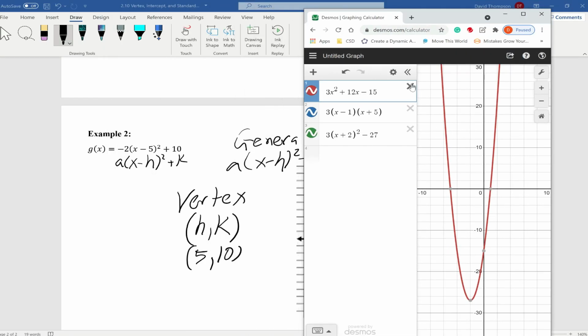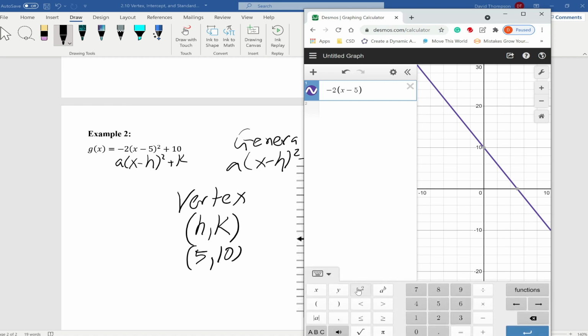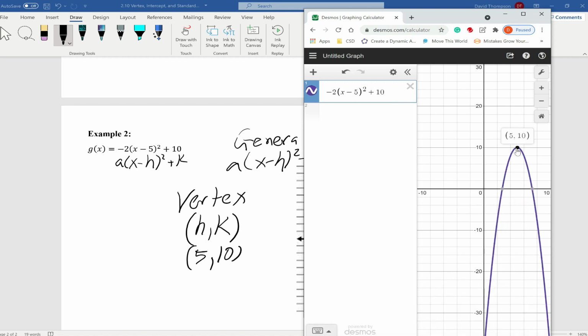So we're going to clear out all the old equations, and we'll type in our new equation. We have -2 parentheses x minus 5, close it. We're going to raise it to a second power plus 10. And if we click, we do have a vertex at 5, 10. And recall we can find our zeros by just clicking. So this time we have a decimal approximation, so we don't have an exact value. So we are done with example 2.